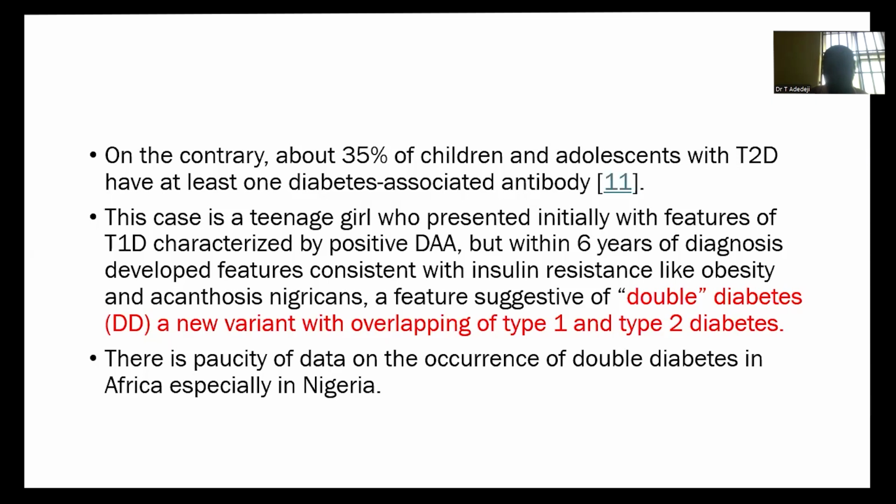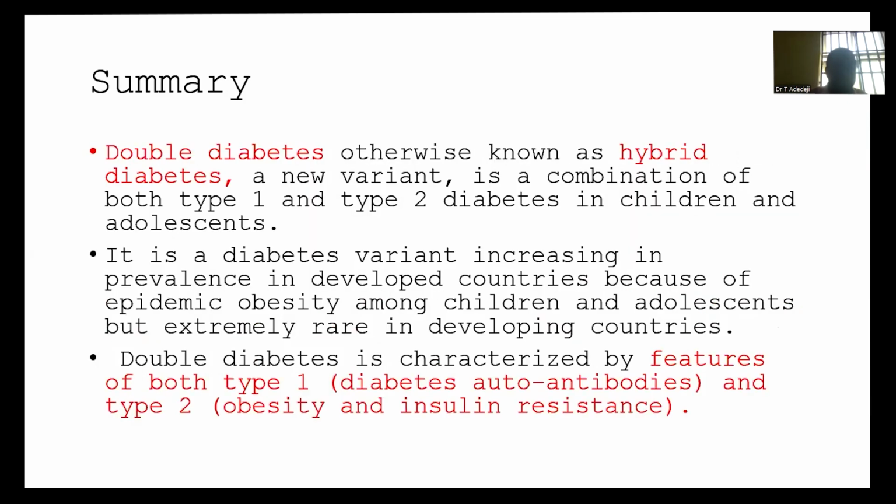There is paucity of data on the occurrence of double diabetes in Africa, and especially in Nigeria. Summary: double diabetes, otherwise known as type 1.5 diabetes, is a new variant, and it's a combination of both type 1 and type 2 diabetes in children and adults. It's a diabetes variant increasing in prevalence in developed countries because of epidemic obesity among children and adults, but is currently said to be extremely rare in developing countries.